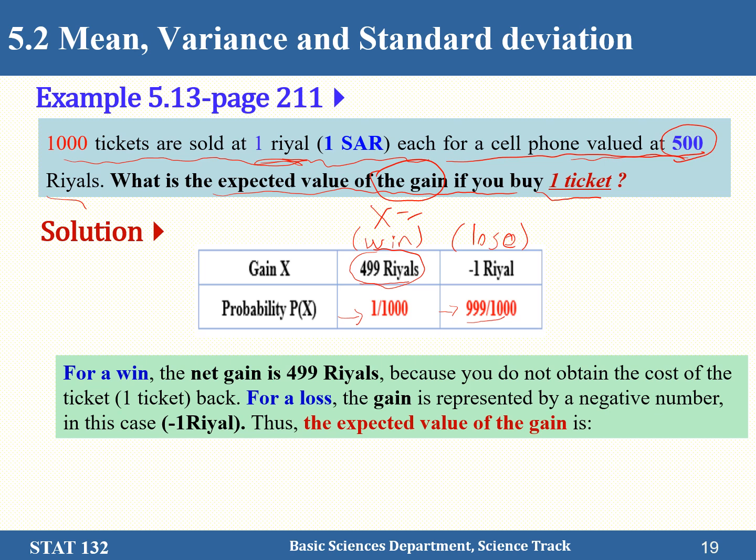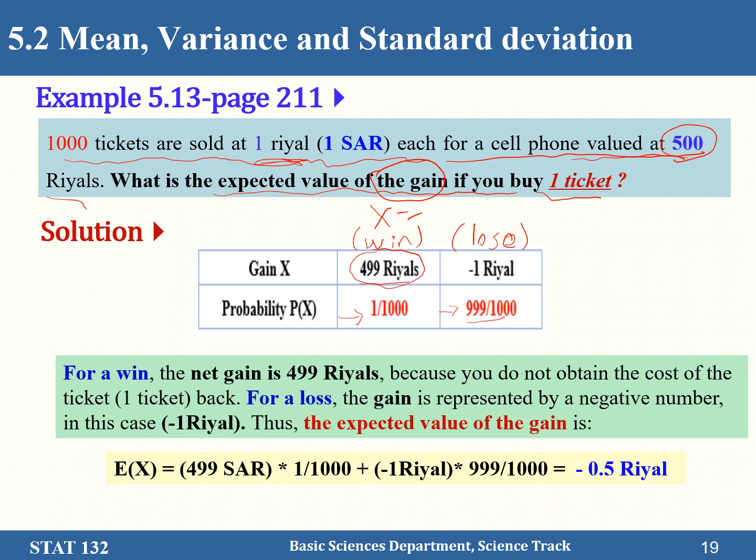So in this case, how can you find the expected value of x, which is the probability times the value of the random variable: 499 times 1 over 1,000 plus minus 1 real times 999 divided by 1,000. So it gives you negative 0.5 real. So what does this mean? When you buy a ticket, you most likely get negative, so you will lose.